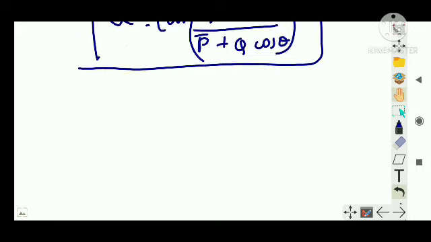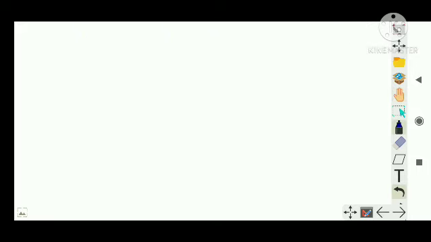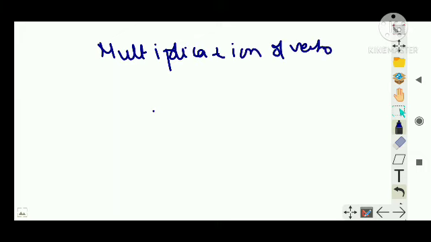Now, we will be continuing with our recorded class. We learned a little bit of multiplication of vectors. I believe you have heard about dot products. It was taken a little bit and not completed, so we'll take it from the start itself. Multiplication of vectors.